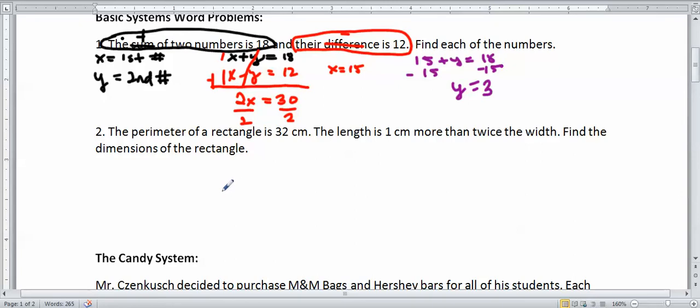All right, the second problem is a perimeter problem. It says the perimeter of a rectangle is 32 centimeters. The length is 1 centimeter more than twice the width. Find the dimensions of the rectangle.